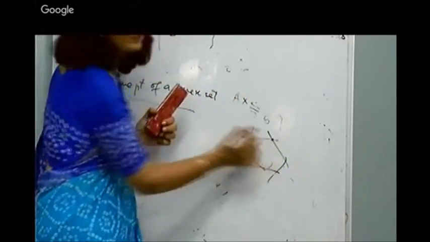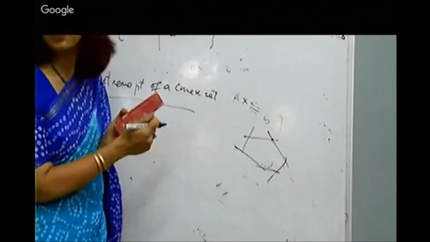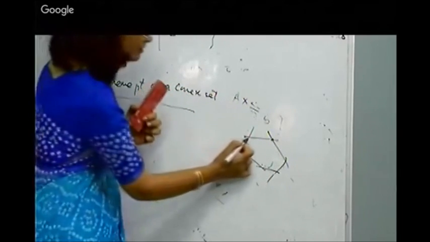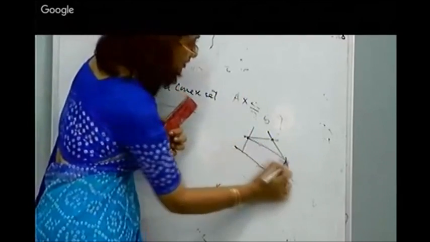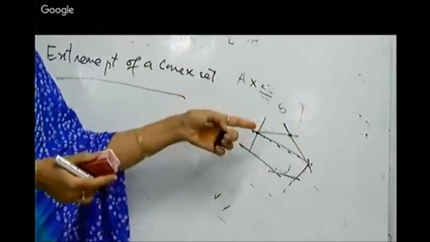Can you make it lie on the line segment joining any other 2 points of the set? Suppose I take this point and this point. All the points lying on this, none of them is a corner point. ये corner point की एक बहुत strong condition है. This is the only thing which distinguishes it from the other points. It cannot be made to lie strictly on the line segment joining any other 2 points of the set.